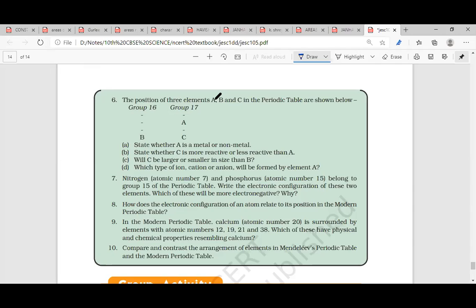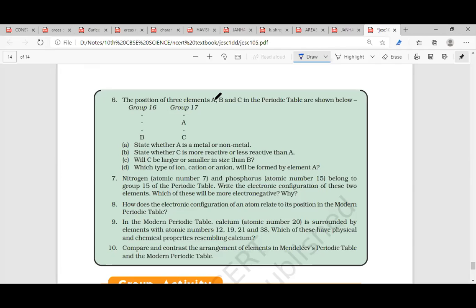Compare and contrast the arrangement of elements in Mendeleev's periodic table and the modern periodic table. In Mendeleev's periodic table, the elements are placed according to atomic masses, whereas in the modern one it is atomic number.